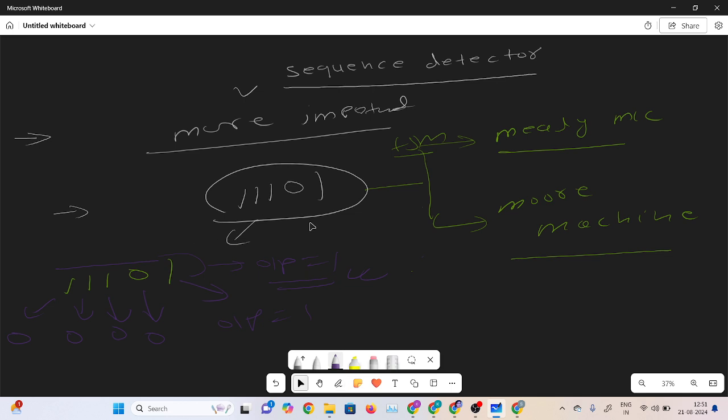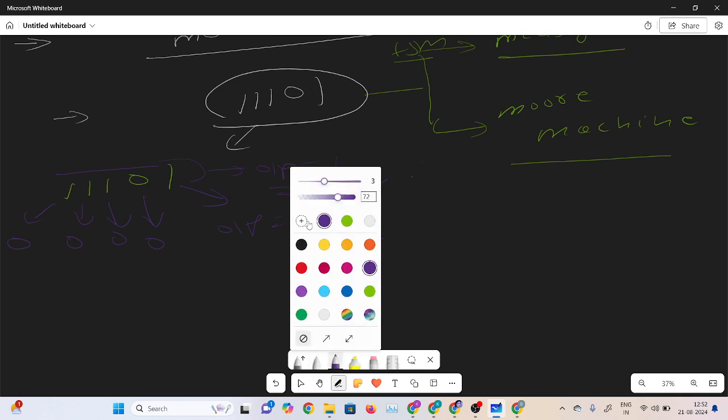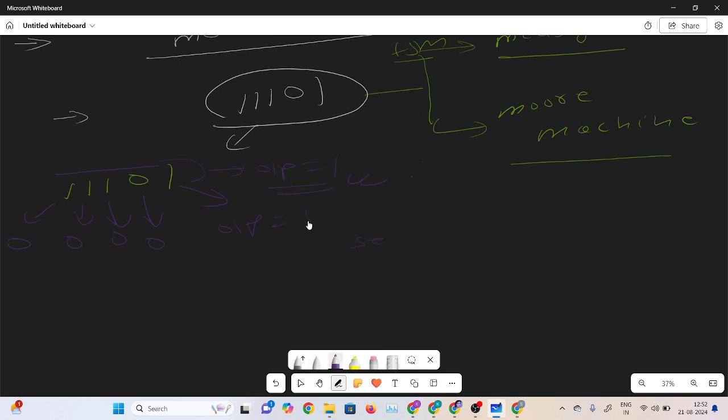So there are two types of sequences. Means there are two classifications of the sequences: one is the overlapping and another is the non-overlapping. So this is the non-overlapping sequence.